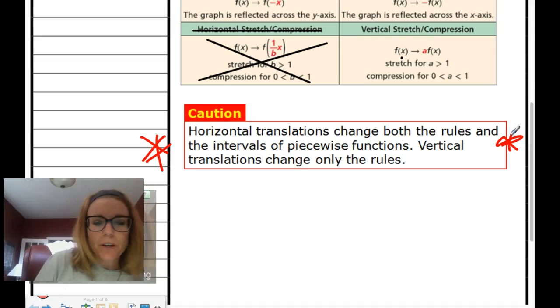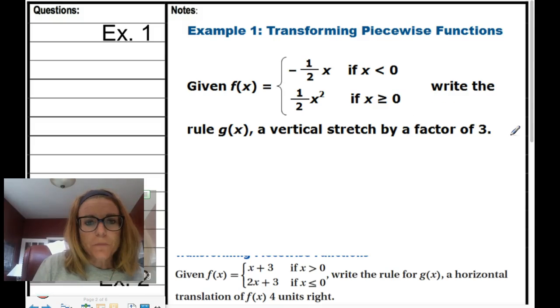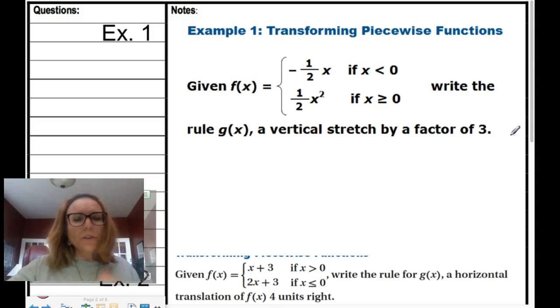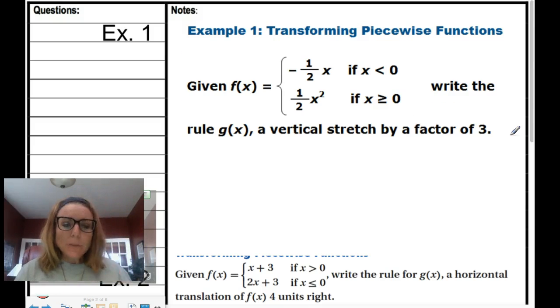Let's see what we have here. I think we're ready for the next page. On the next page, let's go on to our first example. We have a piecewise function. It says write the rule g of x given we want a vertical stretch by a factor of 3.